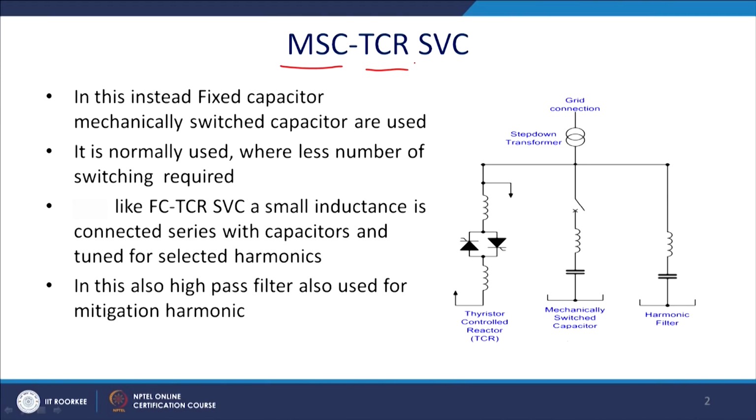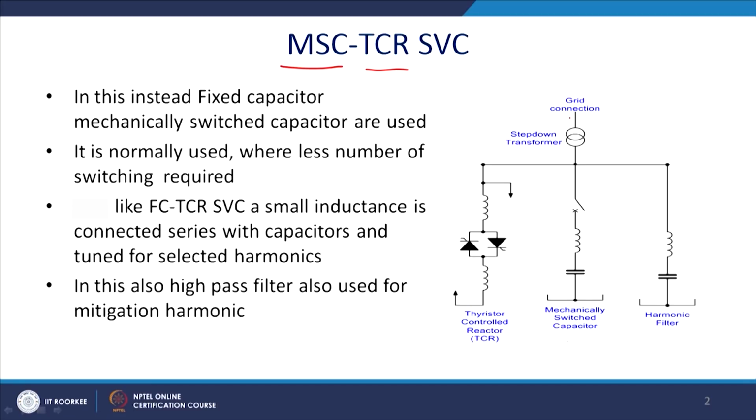Now, first of all, we will discuss the MSC TCR SVC. MSC stands for mechanically switched capacitor, and TCR is thyristor controlled reactor, and that combination will give you the shunt compensation. Please understand it.